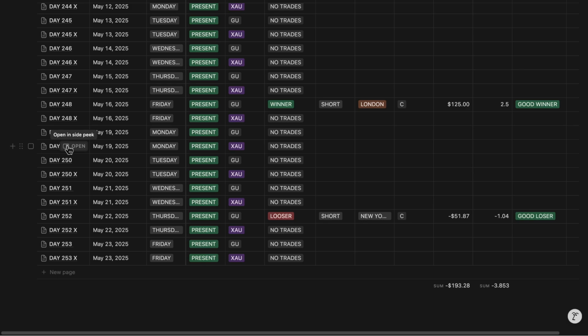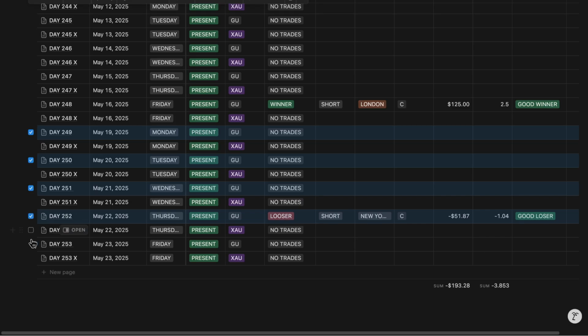So let's first start with GU. If you see GU, I got one losing trade in GU. This is the losing trade that I got on Thursday. Actually, that was a good loser.